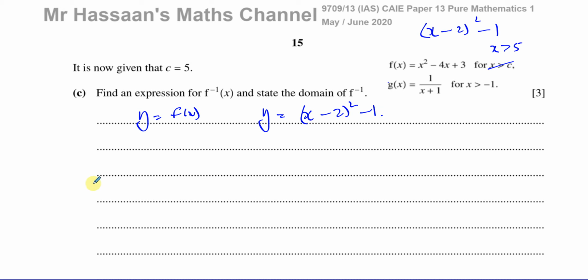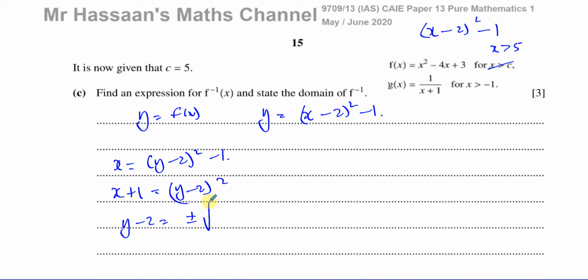So I'm going to now find the inverse by swapping the x and the y around. So I have x equals y minus 2 squared minus 1. I've got to add 1 to both sides, x plus 1 equals y minus 2 squared. And then I've got to take the square root of both sides. Now, what I'm going to write down here is y minus 2 equals plus or minus the square root of x plus 1. Now, I can't include both of them, because that won't even be a function, right? It's going to look like that. So we can't include both of them.